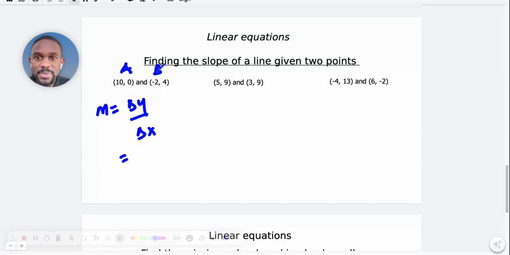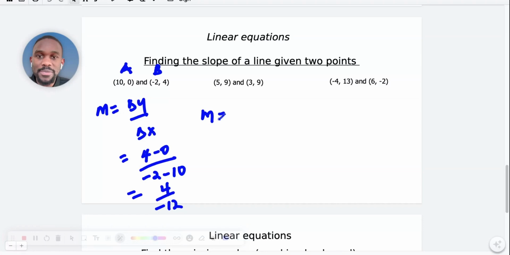So if I'm starting from this point, the y is 4. So 4 minus 0 over, starting from this point, the x is negative 2. So negative 2 minus 10. So 4 minus 0 gives you 4. Negative 2 minus 10 gives you negative 12. So we have to give the slope in its simplest form. By 4 ones, by 4, 3. So this slope is negative 1 over 3.